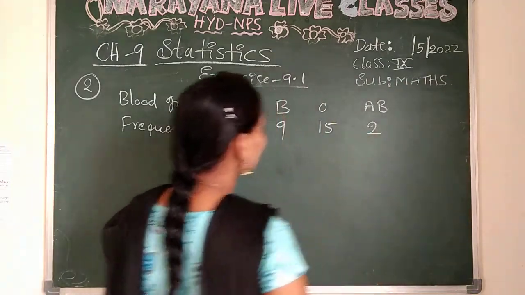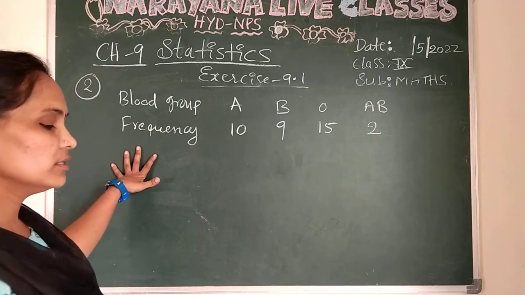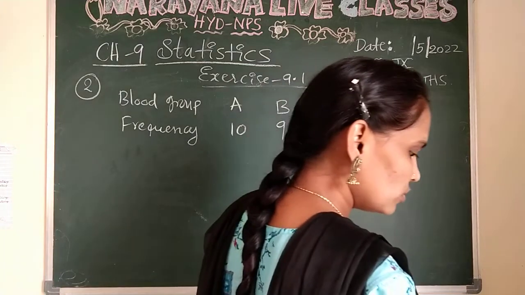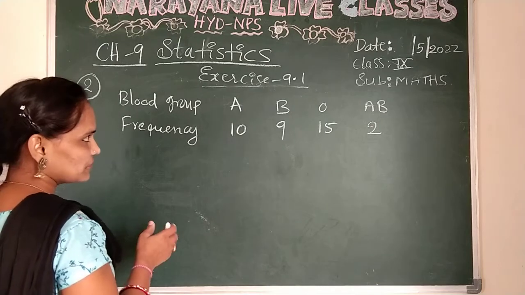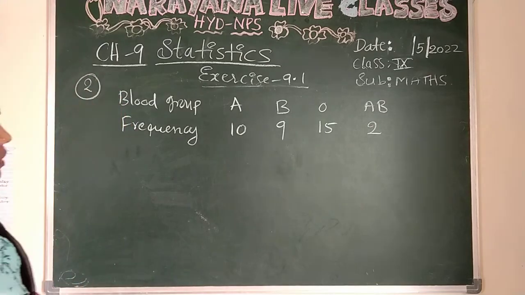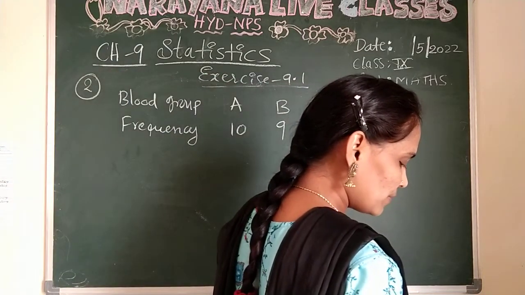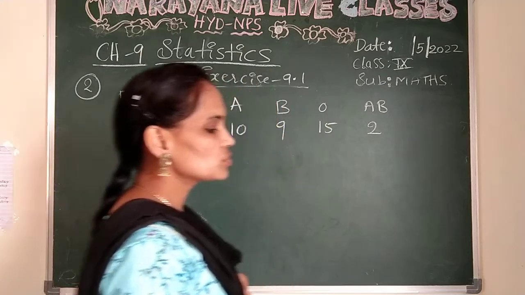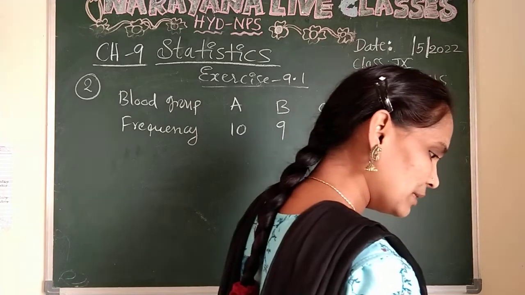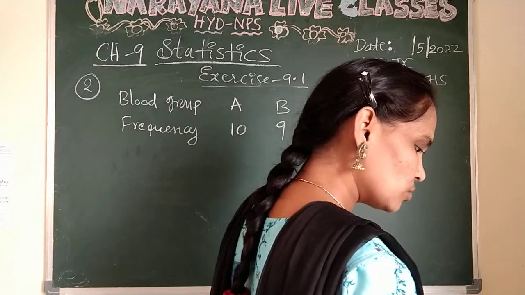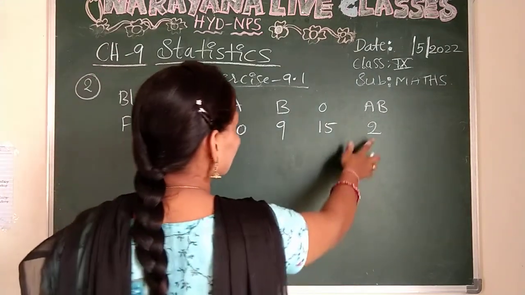Okay. Now like this we should write the table, a frequency distribution table. If you write the tally marks, you can write, otherwise leave it like this, the frequency distribution table. Okay. Now here one more question is also given. Which is the most common and which is the rarest blood group? Most common blood group is what it is asking. So most common blood group is O, and rare blood group is AB.